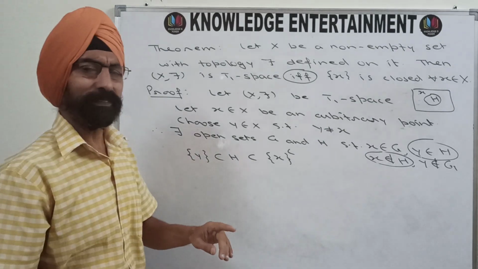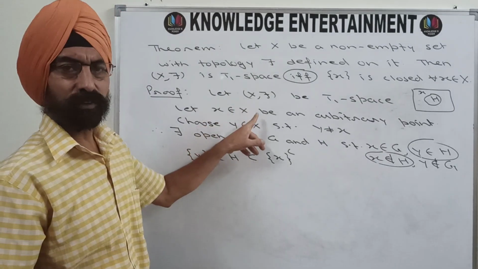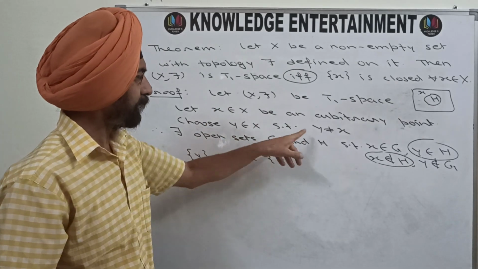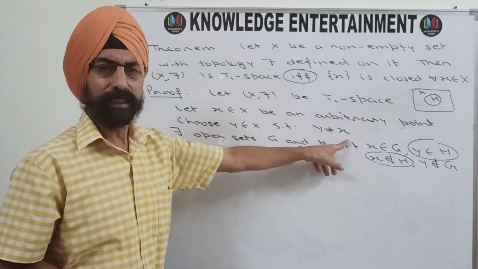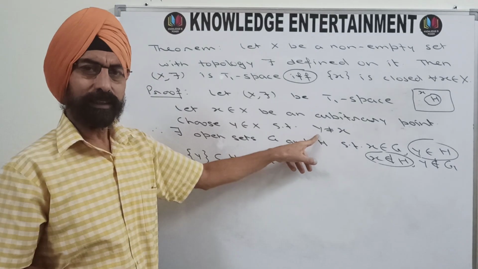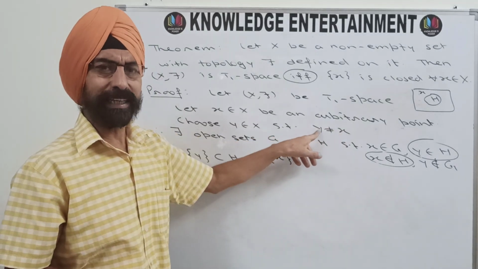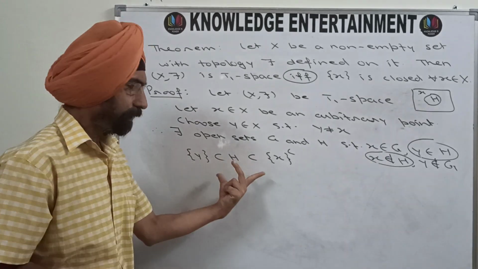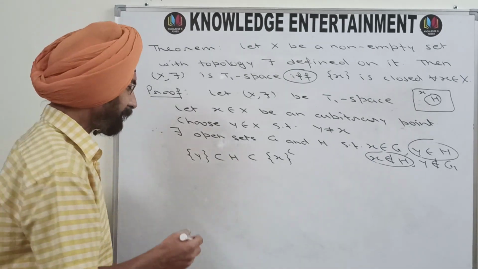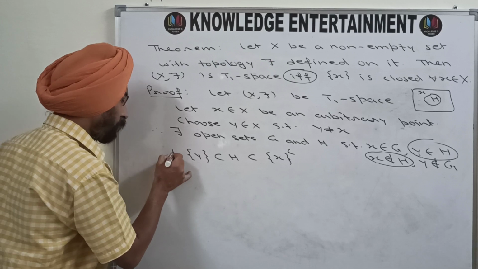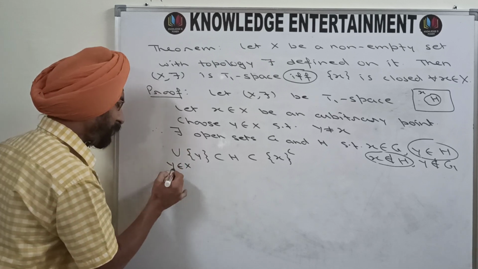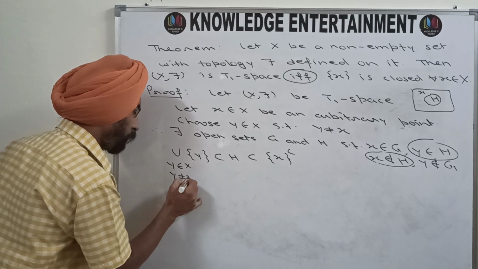Now what you have done: an arbitrary element X was fixed, and you have chosen Y not equal to X. So you can change Y. X is fixed, but Y can be changed. So take all possible Y's, make this statement, and then take the union over all such Y's, where Y is not equal to X.